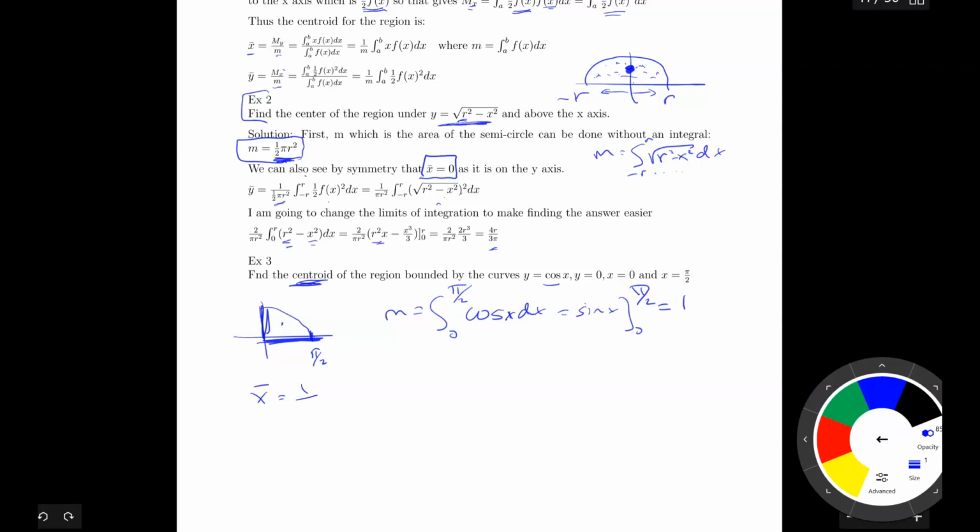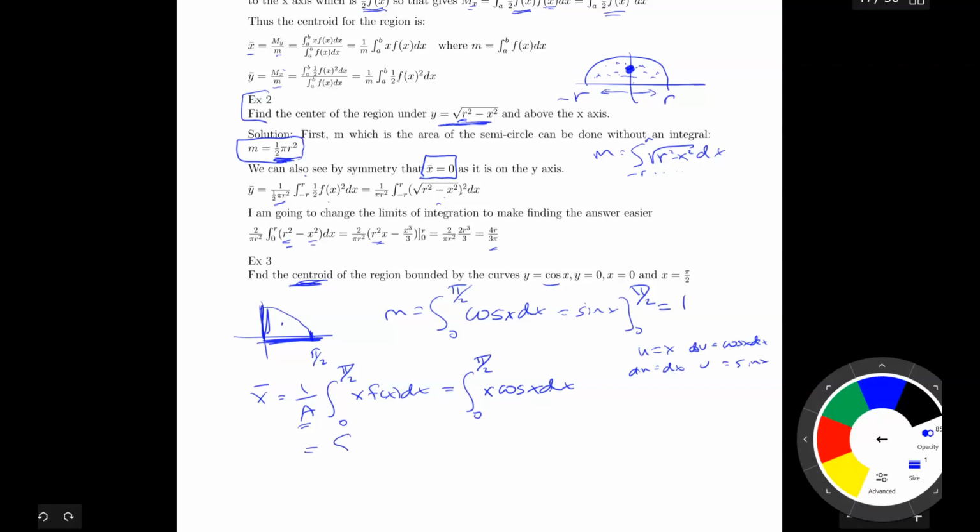So x bar, let me just write the formula down here, is 1 over a, integral from 0 to pi over 2, x f of x. So just writing it down again. My a is 1, so there's not really anything to worry about. So x times cosine of x. Well, that's integration by parts, isn't it? You know that's u equals x, dv is cosine of x, du is dx, v is sine of x.